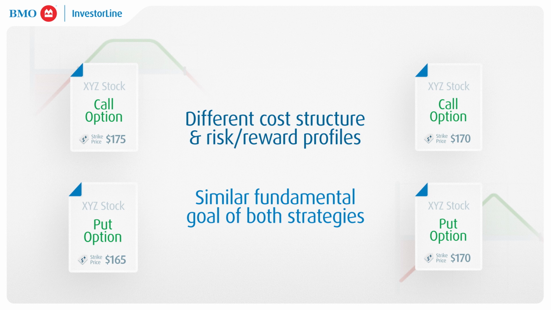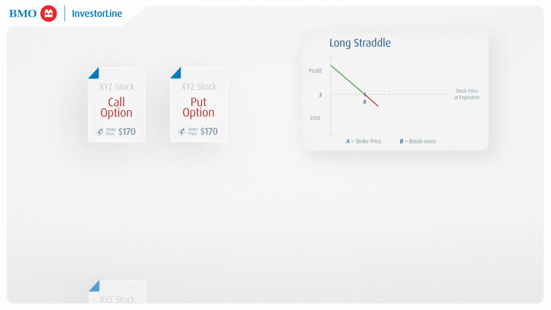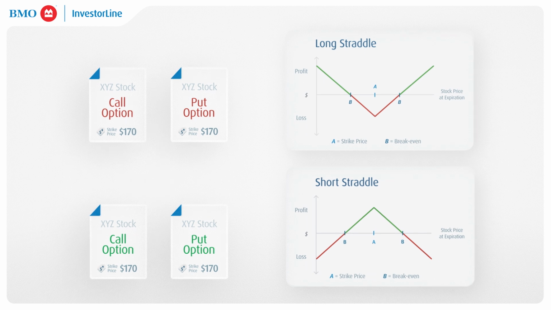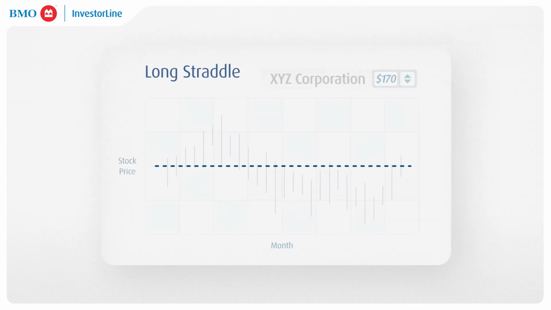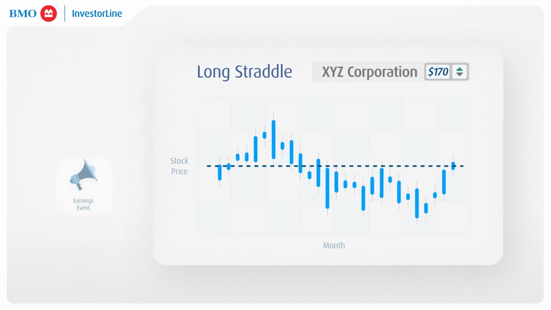Let's start with straddles, which consist of simultaneously buying or selling a call and a put on the same underlying at the same strike price and with the same expiration date. Now let's dive into the mechanics of constructing a long straddle using XYZ as our example, with a current price of $170. Let's say an earnings event is coming up and you believe the stock can make a sizable move in either direction as there is a lot of uncertainty.